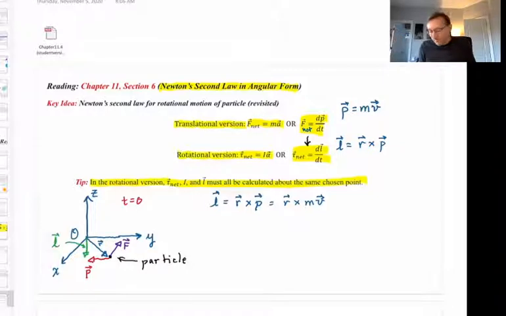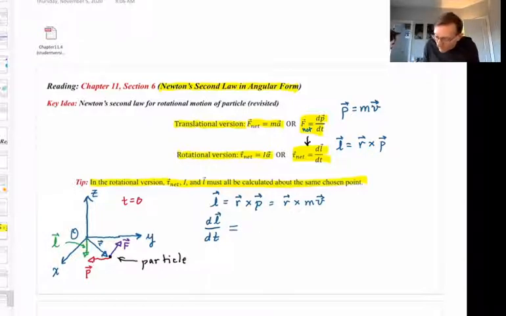So the claim is that that torque is going to cause the angular momentum of the particle to change. I want to show you how that is going to come out. I started with the expression for L there. Now all I'm going to do is take the time derivative of both sides, dL/dt. Got to do the same operation to both sides.